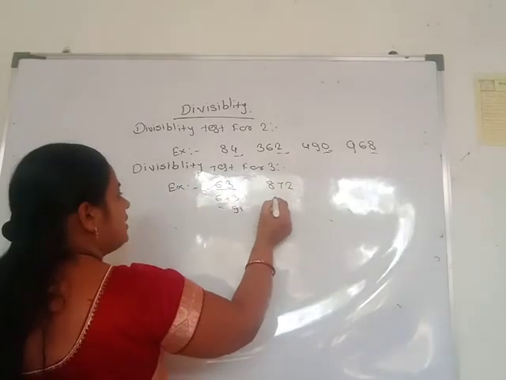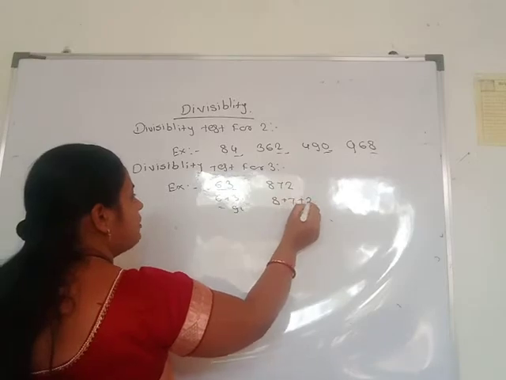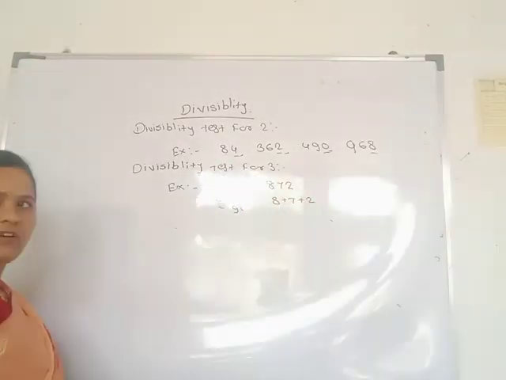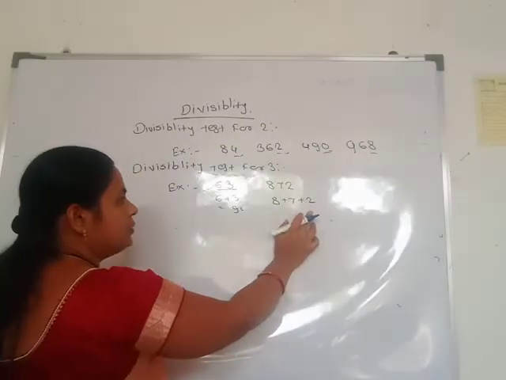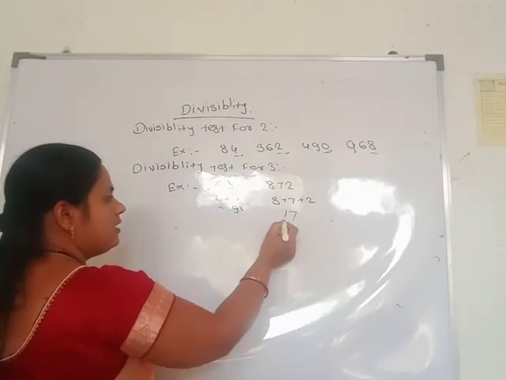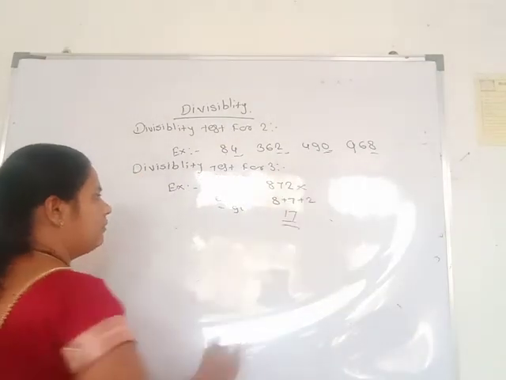Then 872. Do the addition: 8 plus 7 plus 2. The sum of the digits is 8 plus 7, 15. 15 plus 2, 17. Is this number divisible by 3? No.